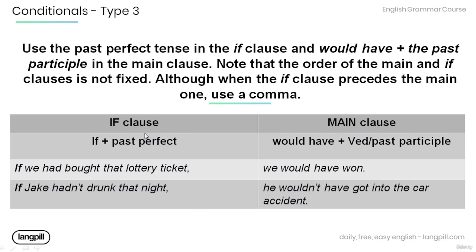Now, the if clause of type 3 conditionals is formed by if plus past perfect. Main clause: would have plus verb-ed or the past participle. Have a look at the examples below. If we had bought that lottery ticket, we would have won. If Jake hadn't drunk that night, he wouldn't have got into the car accident.